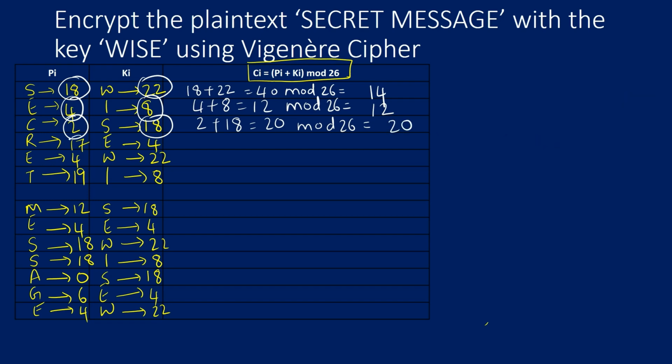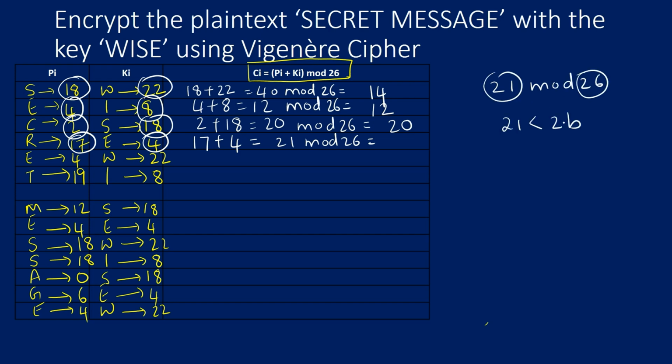The next number which you want to encrypt is 17 and the key is 4. So we do 17 plus 4, which comes out to be 21 mod 26. So 21 mod 26, since 21 is less than 26, that is A mod B, and A is less than B, it continues to remain A. So 21 mod 26 continues to remain 21.